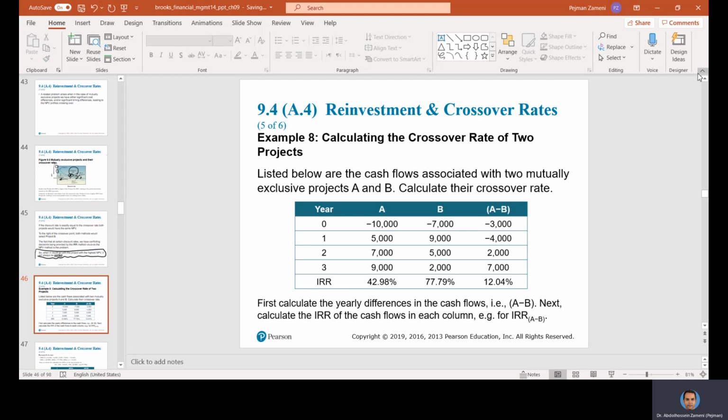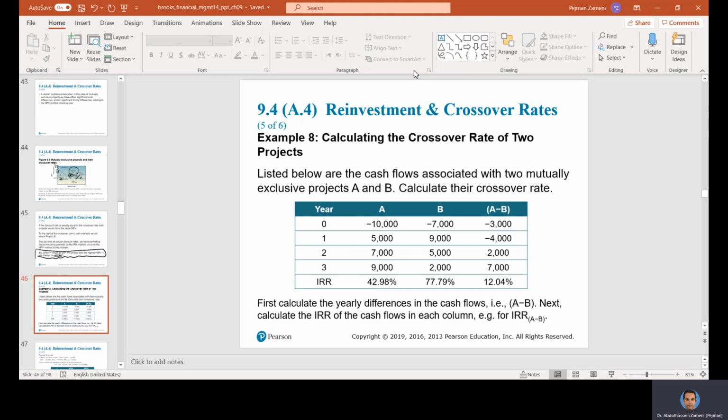Reinvestment and crossover rates. Example, calculating the crossover rate of two projects, Project A and Project B. Listed below are the cash flows associated with two mutually exclusive projects, A and B. If you remember what mutually exclusive means, you're supposed to choose either A or B. Calculate the crossover rate.